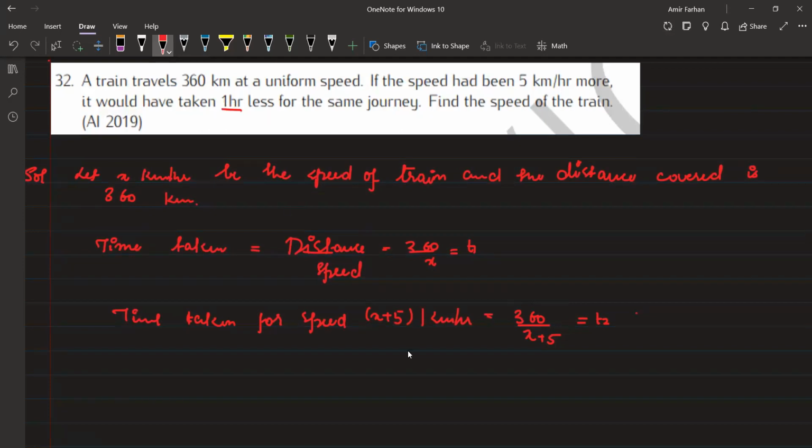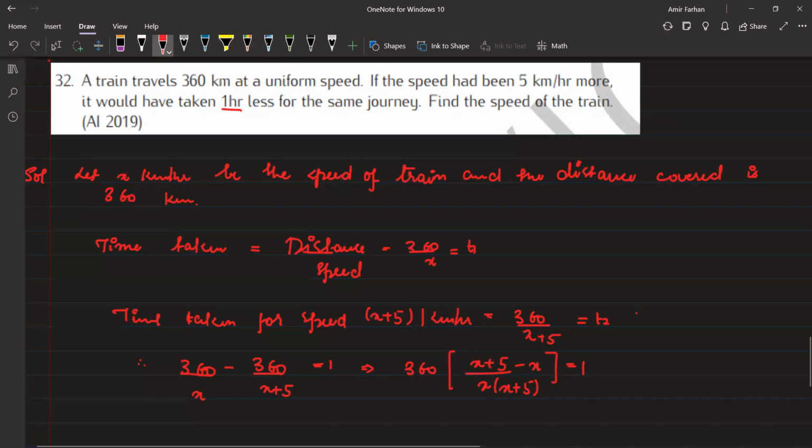The difference in the journey time, when it is traveling at this speed and when it is traveling at x kilometer per hour, is 1 hour. So the equation would be 360 by x minus 360 by x plus 5 is equal to 1. Okay. So if you take 360 common, and take the LCM, x into x plus 5, it would be x plus 5 minus x, everybody, yes or no, is equal to 1. Yes or no? Yes, sir. Okay. So just cancel this thing.